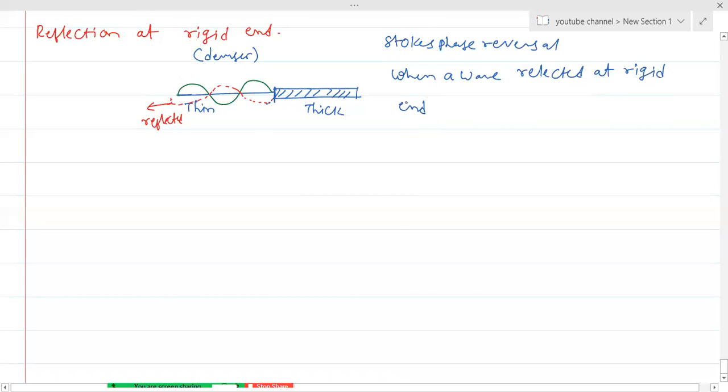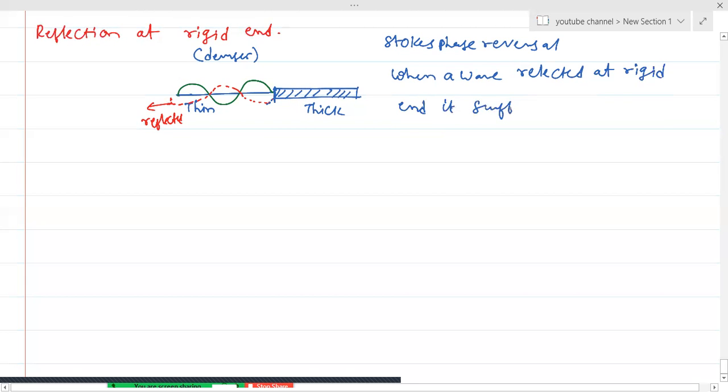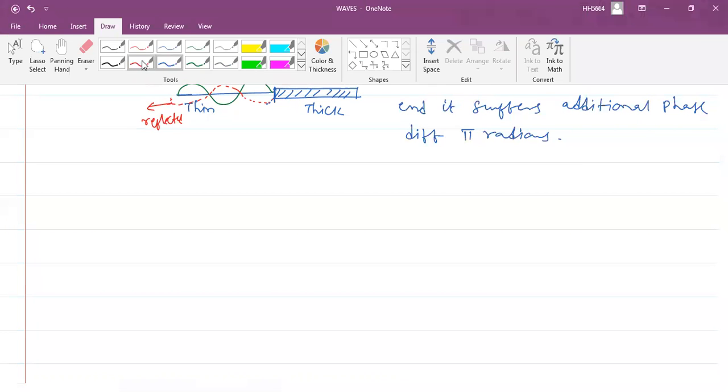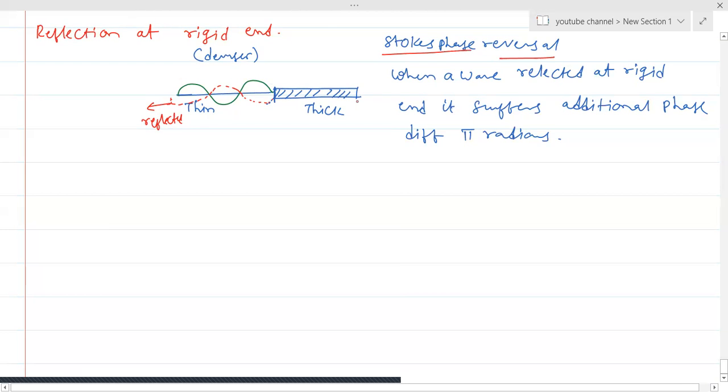whatever may be the nature of the wave, it may be a sound wave or light wave or any wave, reflected at rigid end, it suffers an additional phase difference of pi radians. That's why you can see here, whenever the crest is incident on the surface, automatically we are getting a trough.